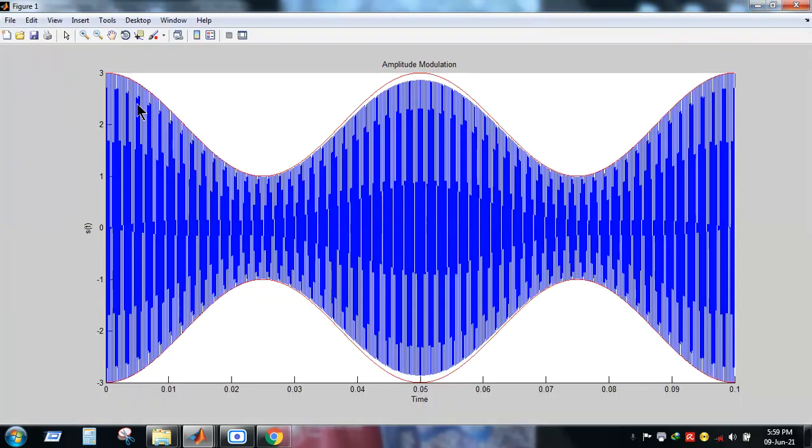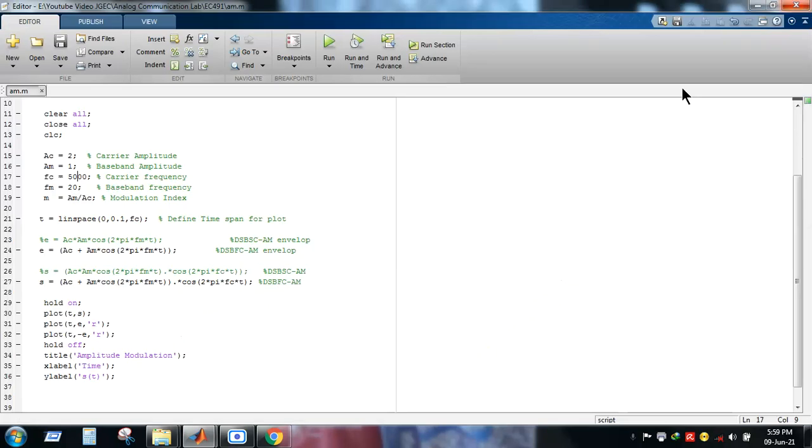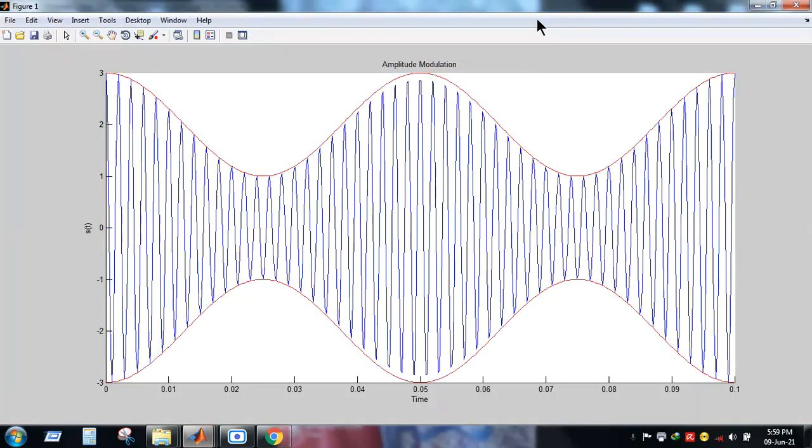In that case, the envelope is not required, you can comment it out, because the envelope is quite clear to us. But we are considering 500 points because it will help you to understand better. And you can see that this is the DSBFC signal.